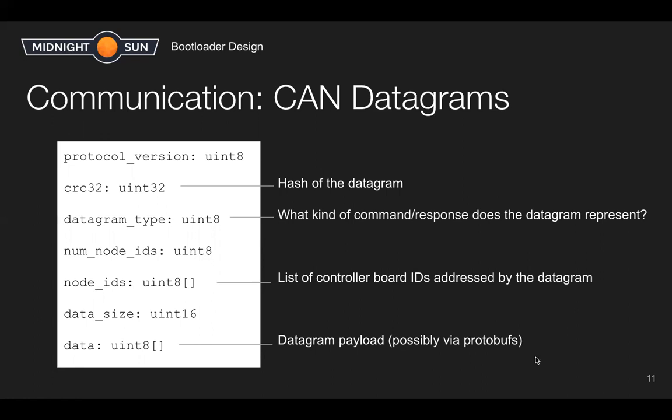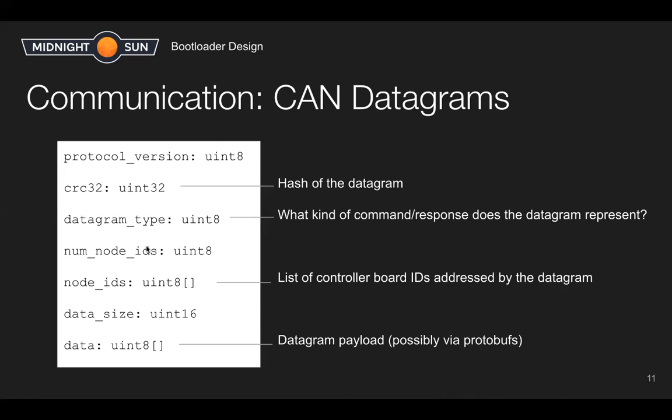So let's go through the fields of a datagram, just so that we understand how these work. We've got the protocol version, which is just for backwards compatibility in case we ever upgrade it. Then we've got a hash of the datagram, a CRC32 hash again. That's just to make sure that the entire datagram doesn't get corrupted in transport, because if a 1 flips to a 0 or a 0 flips to a 1, then the CRC32 hash will change. And then we'll know if something got corrupted.